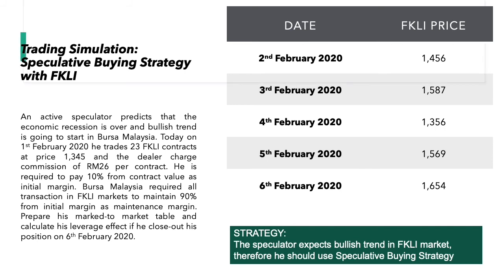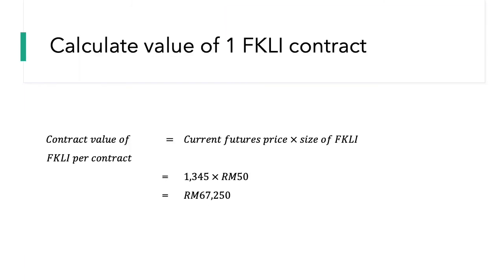Step number 1, you need to calculate total initial margin. So total initial margin is 6,725 ringgit per contract times the number of futures contracts used in your speculative buying strategy, which is 23. So you get total initial margin of 154,675 ringgit. Step number 2, you need to calculate total maintenance margin. So total maintenance margin is maintenance margin per contract 6,052 ringgit 50 cents times 23 futures contracts. So your total maintenance margin is 139,207 ringgit and 50 cents.